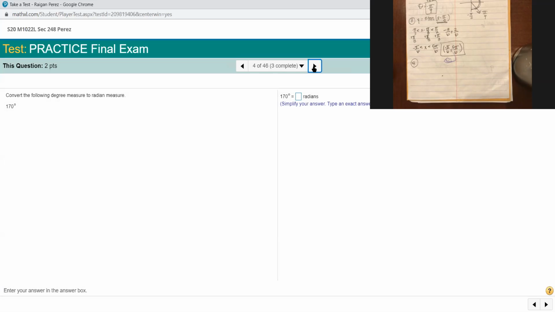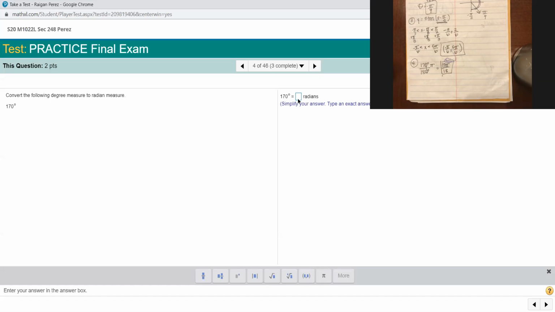Okay, convert the following degree. Oh, this one's easy. I hope you'll have one of these for sure. So 170, for these, you're just dividing by 180 and then putting pi at the top, right? So the zeros cancel. 17 over 18 cannot be simplified. So it's 17 pi over 18 radians. So this is converting from degrees to radians.